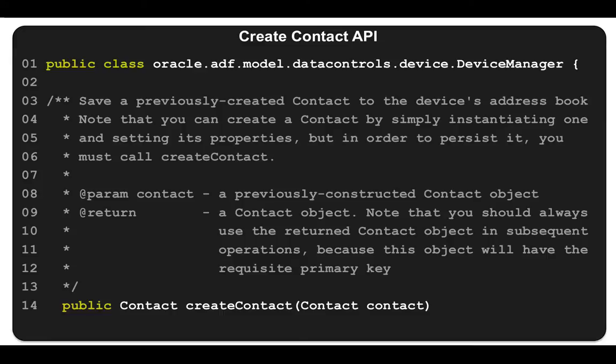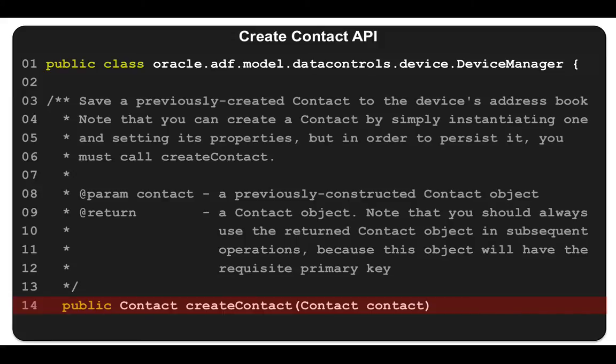Now, the oracle.adf.model.datacontrols.device.DeviceManager class provides a method called createContact, as you can see here. And basically, the createContact method within the DeviceManager class takes one parameter, a contact object. And the contact object is essentially a number of different fields, all different information about the contact at hand that you want to create, such as their first name, given name, nicknames, birthdays, notes, and so on.